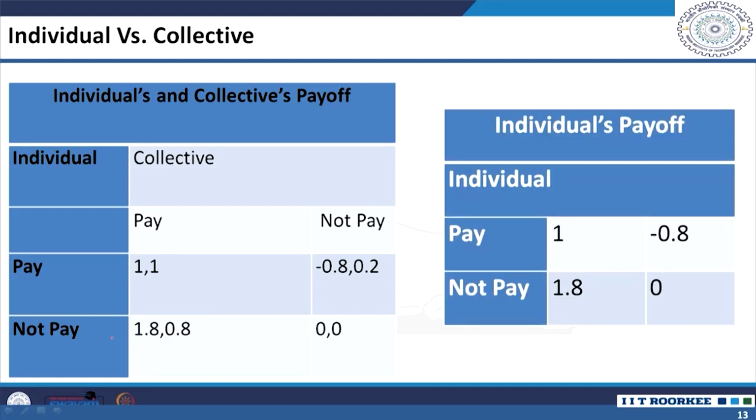So here we can say that this is the payoff. For the provision of the collective action, if the individual thinks to pay and the group also thinks to pay, then the payoff would be 1, 1. If the individual is thinking to pay and the group is not paying anything, then the payoffs are minus 0.8 and 0.8, and likewise.